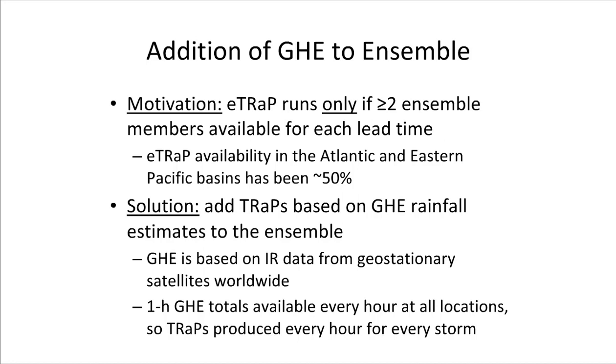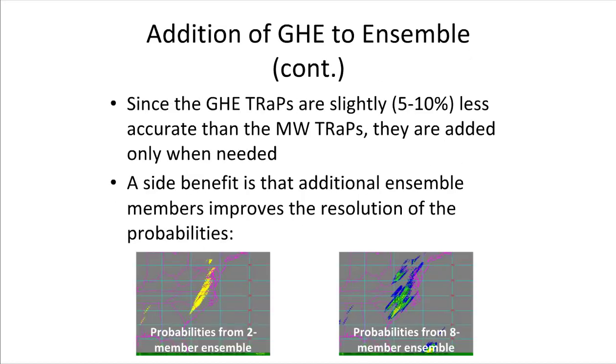The solution is to add TRaPs based on GHE rainfall estimates to the ensemble. That is, the GHE is based on IR data from geostationary satellites worldwide, and 1-hour GHE totals are available every hour at all locations. So TRaPs are produced every hour for every storm. IR-based rainfall estimates have issues for tropical systems since they can't see through the central dense overcast and thus miss a lot of the detailed structure that microwave TRaPs capture.